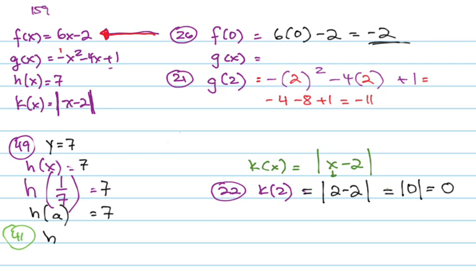What is h of -5 here in the book? That's not 41, that's 32. h of -5 is 7. There is no variable to plug it in. That's a horizontal line. Keep that in mind.